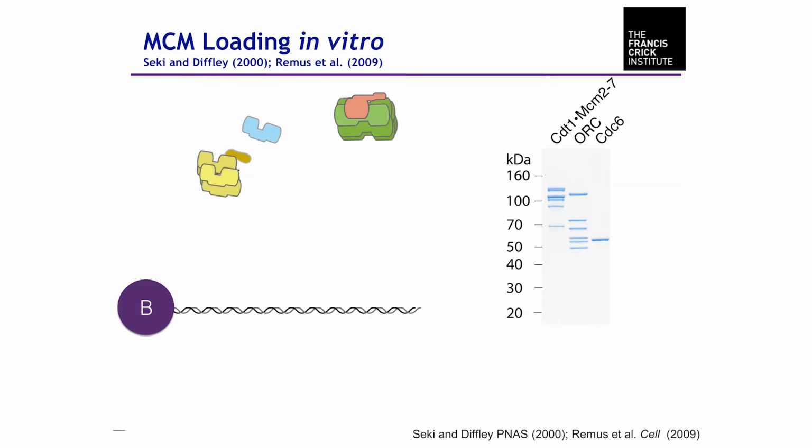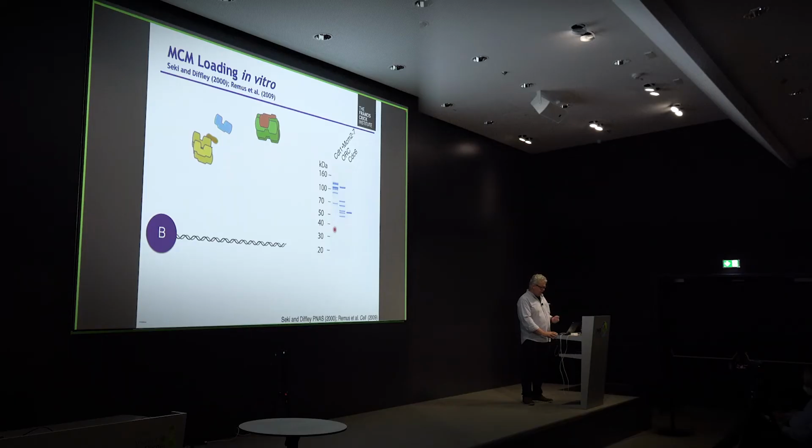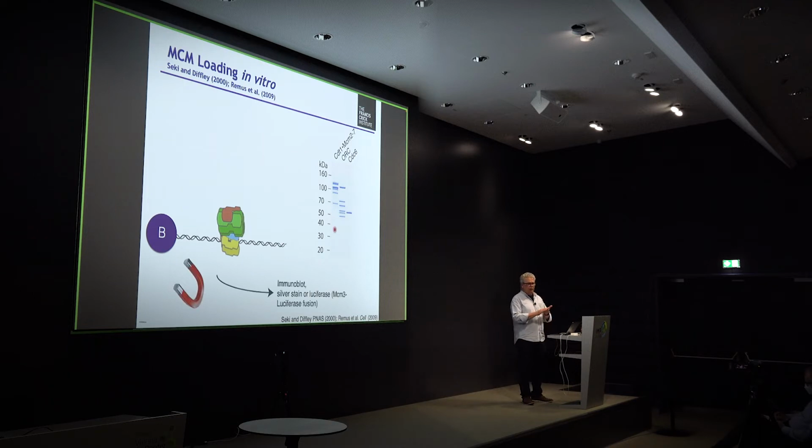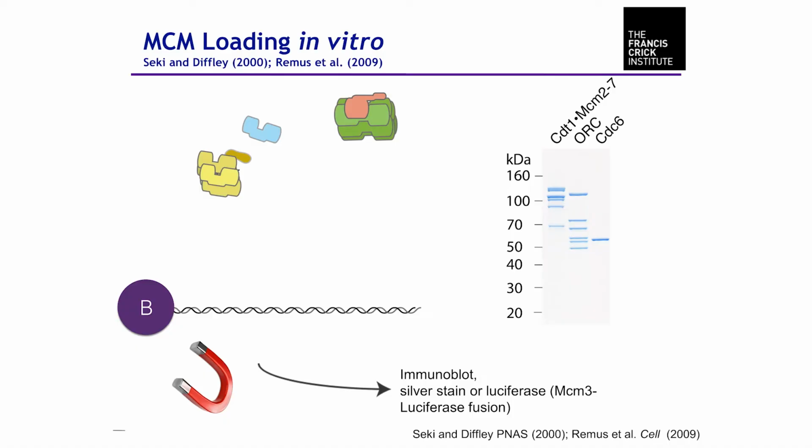How do we look at MCM loading? Well, fairly simply, we have DNA with an origin on it attached to beads. We mix proteins together with various cofactors, and then we can wash this away and look at what's left behind. We can do this in a number of different ways: immunoblotting, silver staining, and a lot of the things I'll show you. We use the luciferase fusion at MCM3 and measure luciferase activity bound to beads. This is a silver stain example of that. And it makes the point that ATP is very important in all of this.